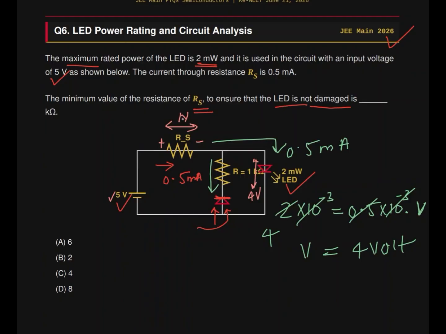We have the voltage. We have the current. We just need the value of RS then. So R is V upon I, right? Sorry, this is 1 volt. So we have what? 2 kilo ohm, right? 2 kilo ohm. Simple.